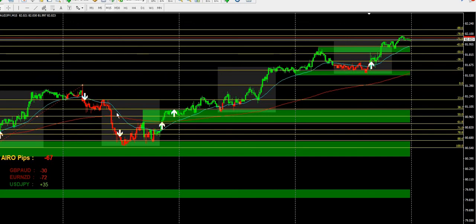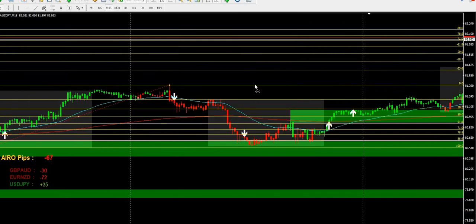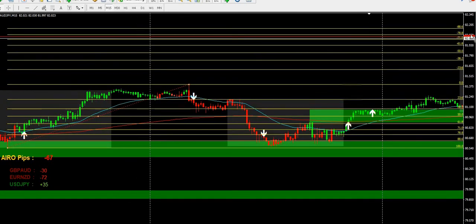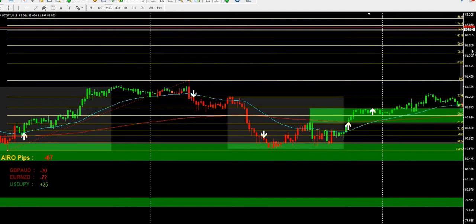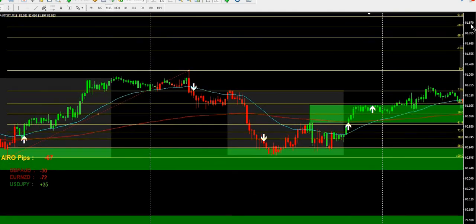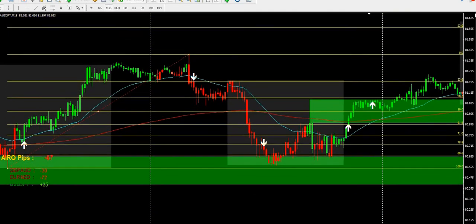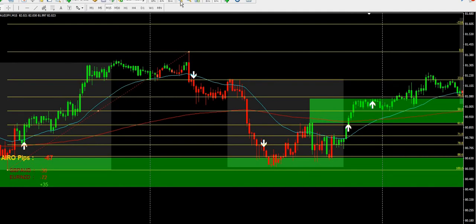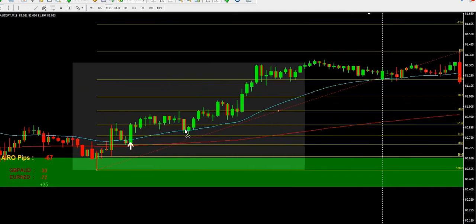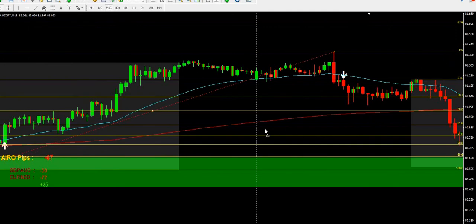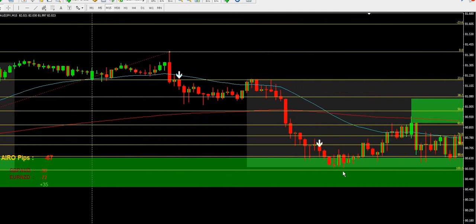Now, that entry, which was down here, I'm going to show y'all. I'm zooming in so y'all can see. Let me put it all back the way it was so you can see it again. Now let's zoom in. Let's get that actual candle.